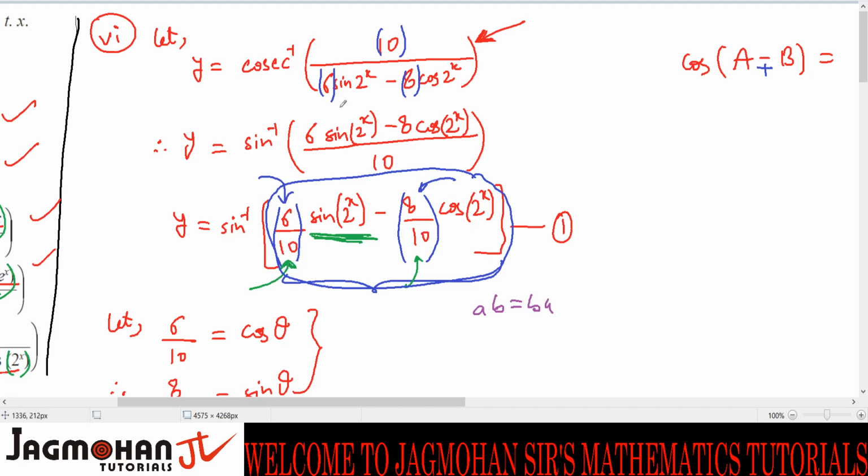But suppose I had this as cos inverse instead of sine inverse, I would have wanted both sine and both cos. Then I would have taken 6 upon 10 as sine theta and this as cos theta. This is going to be very interesting, students. Very simple problems, you all must try. You can replay the video and watch this once again, learn it. Thank you.